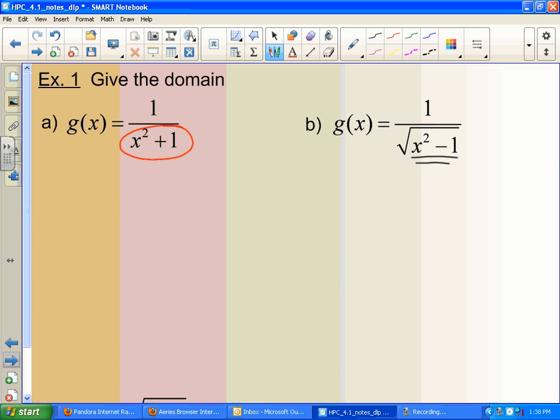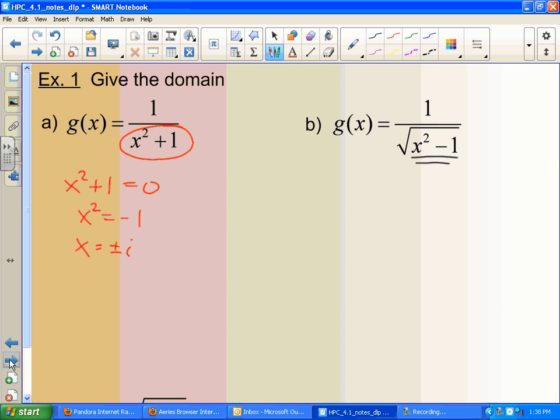X squared always all reals. Yeah, good point. So this first one really doesn't have a restriction, does it? You're right. But I would still, I'm thinking x squared plus 1 cannot be 0. So what we do to find domain is we pick the denominator, we set it equal to 0, and see if we actually find a value. And in this case, we find values, but they're just not real.